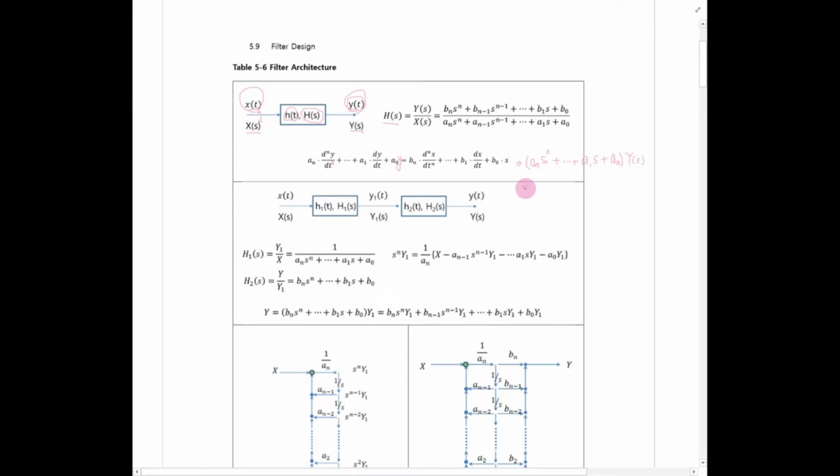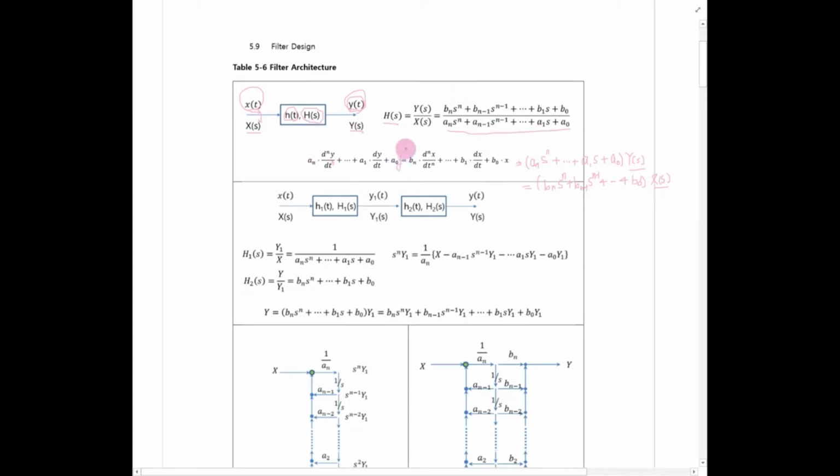And similarly, the right hand side is also converted by the Laplace transform, then it will give b_n s^n, and b_(n-1) will give s^(n-1) like that, and it will give up to b_0. Okay, and factor the X(s). Then by taking the ratio Y(s) over X(s) it will give this expression.